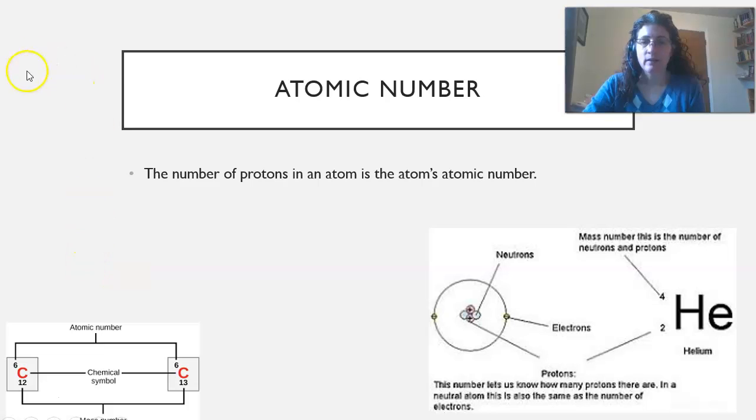We organize our atoms so that we can keep track of them based on the number of protons. The atomic number is the number of protons in an atom. So we just count them up. Up here you can see that with helium there are 2 protons, so its atomic number is 2.